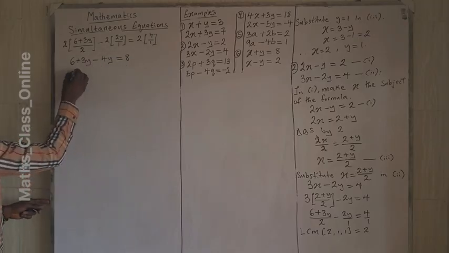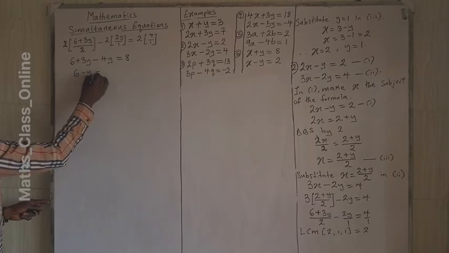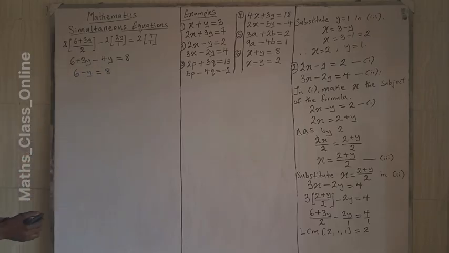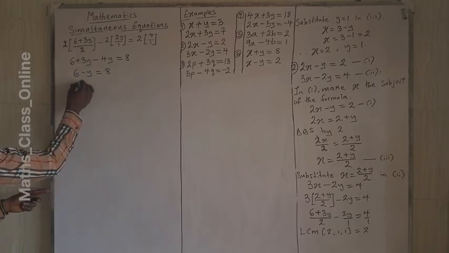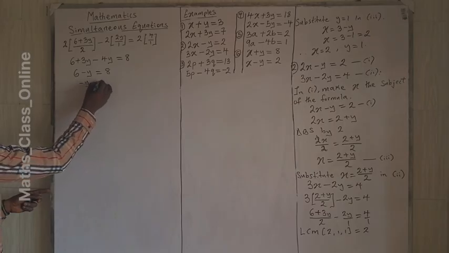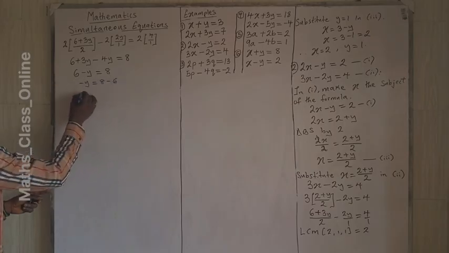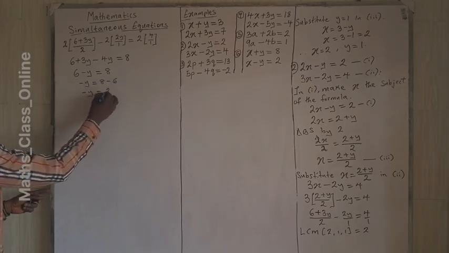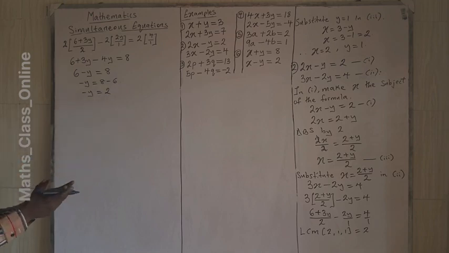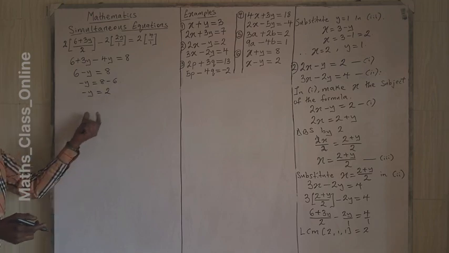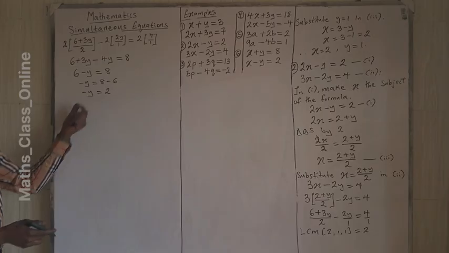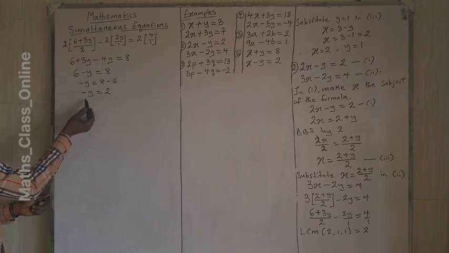We have this to be 6 minus y is equals to 8. Collect the like terms. Minus y is equals to 8 minus 6. Minus y is equals to 2. We are looking for the value of y. That means we need to divide both sides by the coefficient of y, and the coefficient of y here is what? Minus 1.